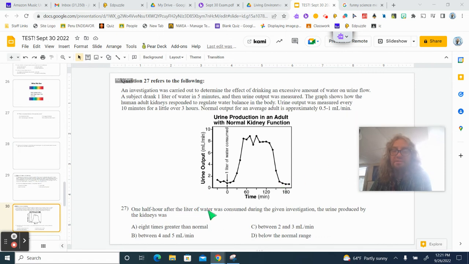1/2 hour after the liter of water was consumed during a given investigation, the urine produced by the kidneys was, so 1/2 hour, that would be right here on the graph, okay, 8 times greater than normal, between 4 and 5 milliliters per minute, between 2 and 3 milliliters per minute, or below the normal range.